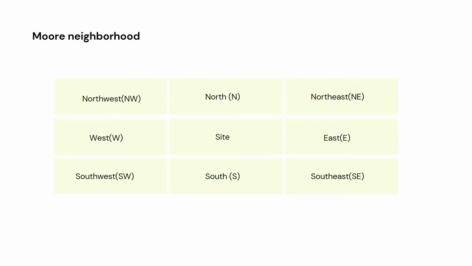Now, there are two kinds of neighborhood. One is the von Neumann neighborhood and the second is the Moore neighborhood. In the von Neumann neighborhood, we only consider the cells that are on the east, north, west, or south of the site. And in the Moore neighborhood, we consider the cells that are on the east, north, west, and south of the site, and also the cells that are on the diagonal sides of the site. Next slide.